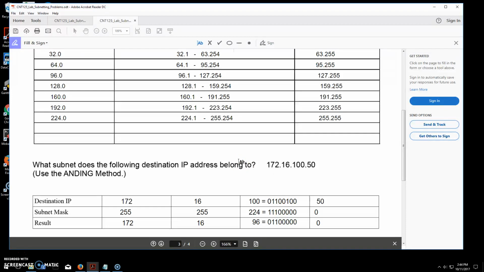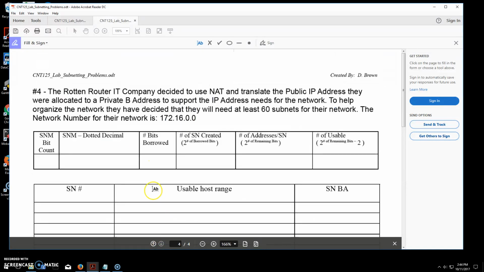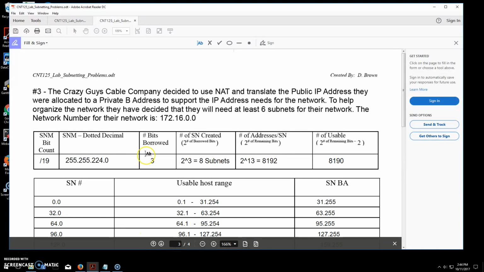Alrighty, that is the third problem in our subnetting problems lab. You'll just need to do the second and the fourth one on your own, remembering all those little tips I showed you.